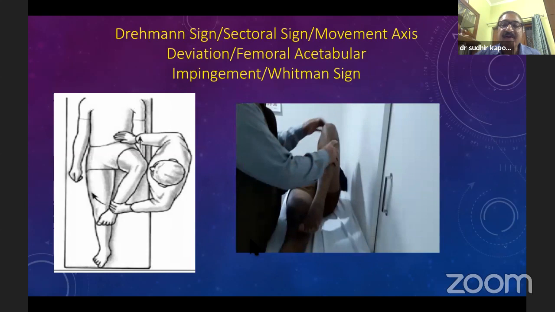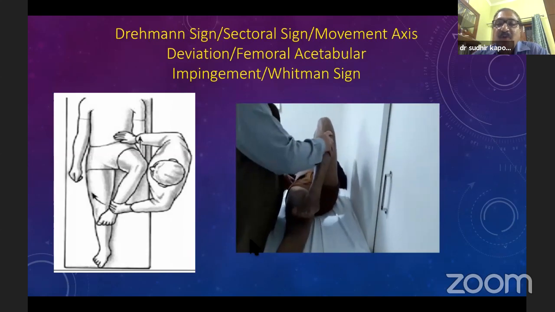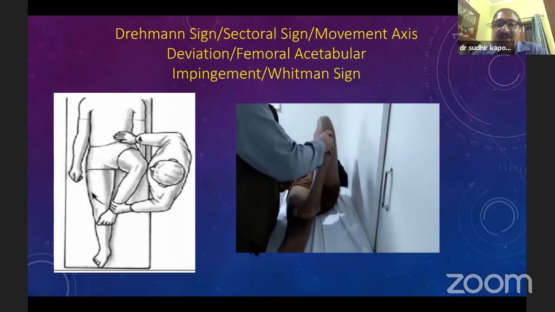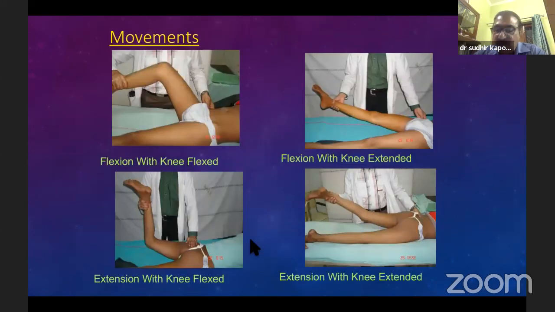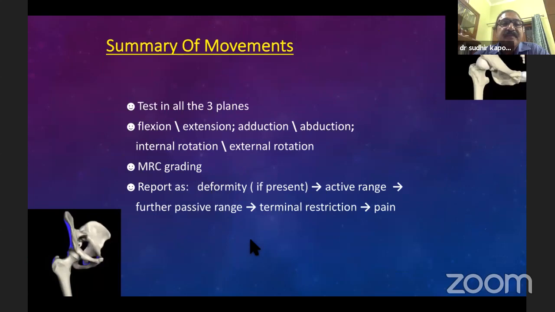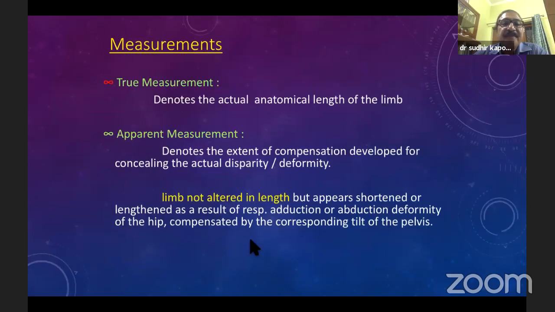Further flexion is possible only if the hip is taken into external rotation. Fine. These are all the movements you are supposed to see. These are a summary of the movements.